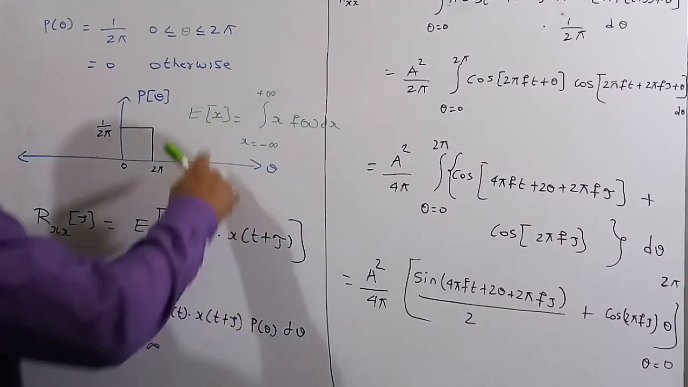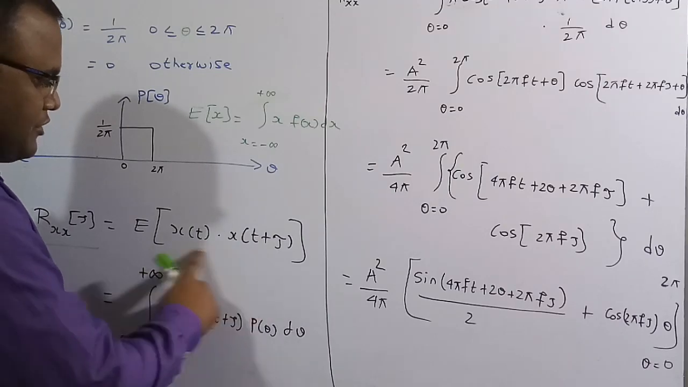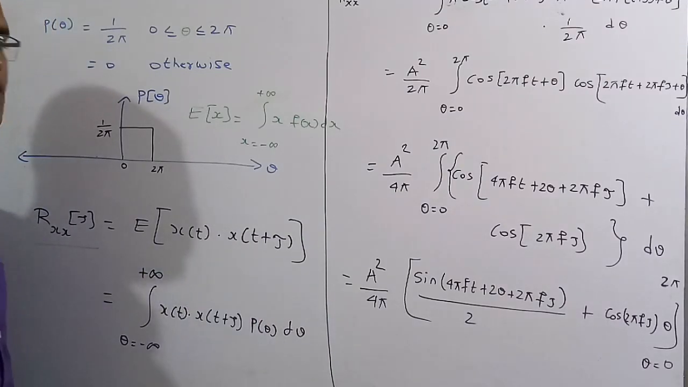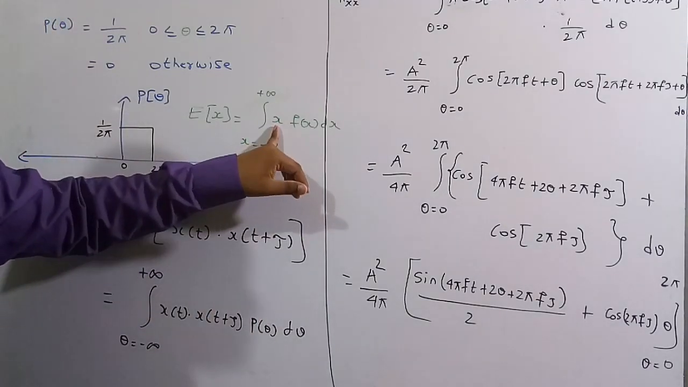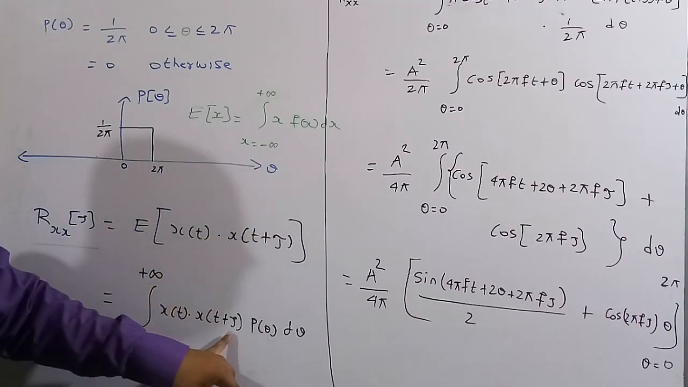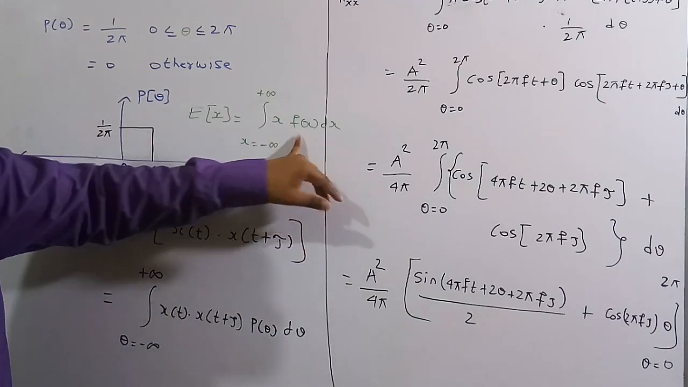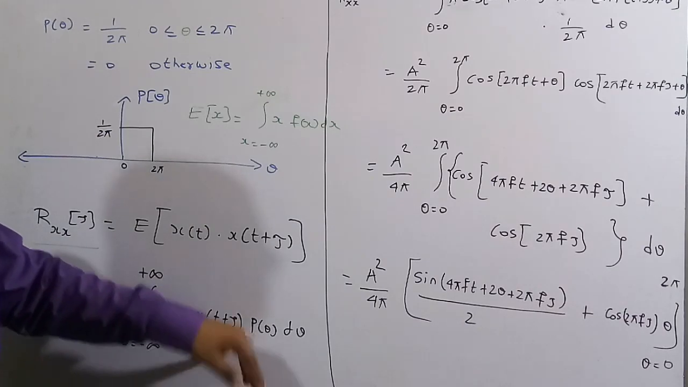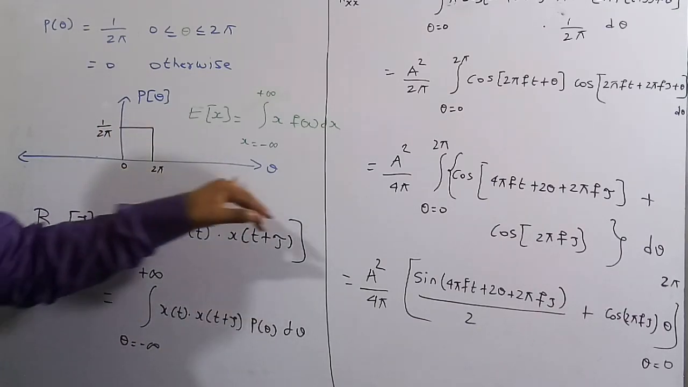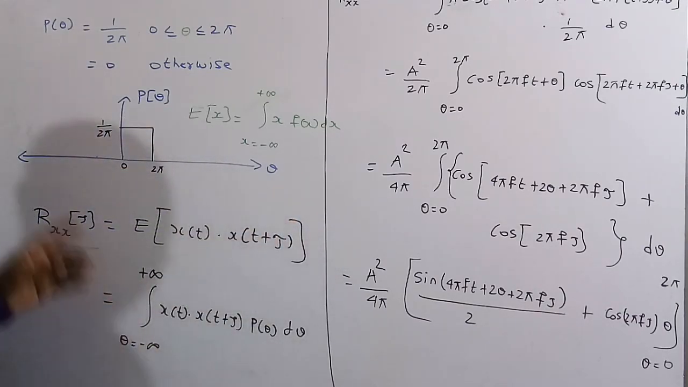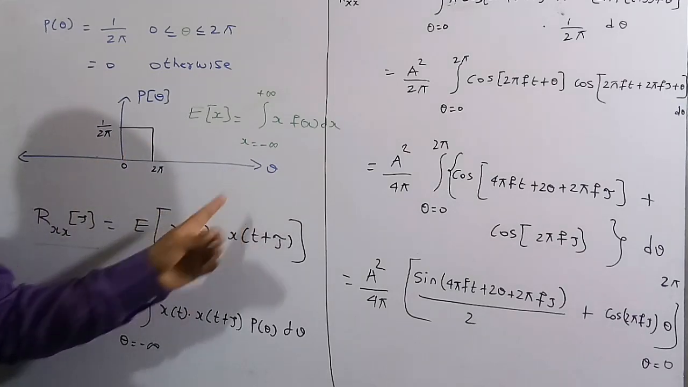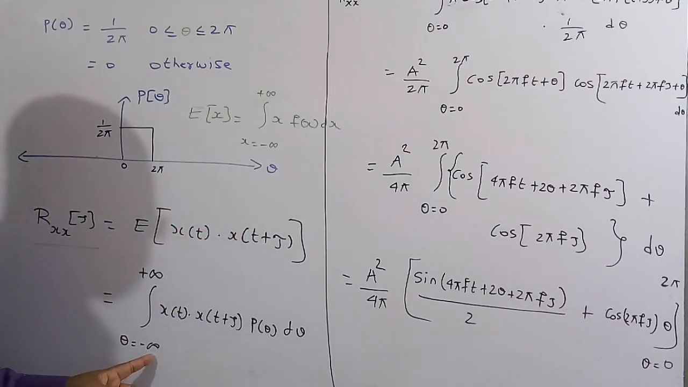In place of x we are going to use x of t into x of t plus tau. Wherever x is there, you have to replace it with x of t into x of t plus tau. Here f of x has to be replaced with p of theta, and we are going to integrate with respect to theta. So theta is equal to minus infinity to plus infinity. Now we have to solve this equation.